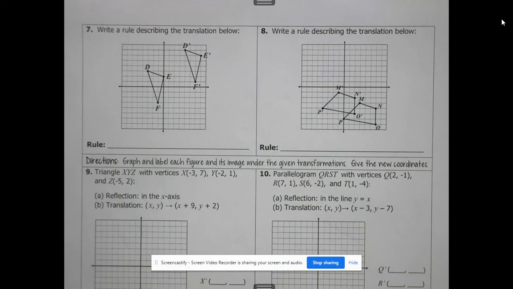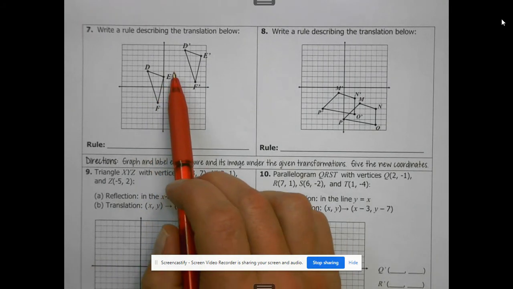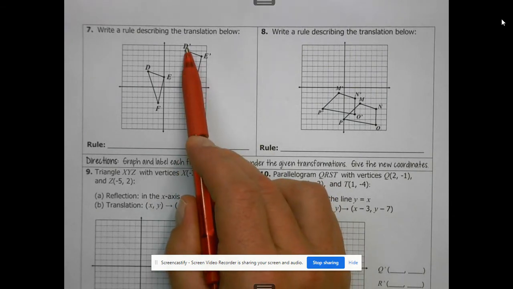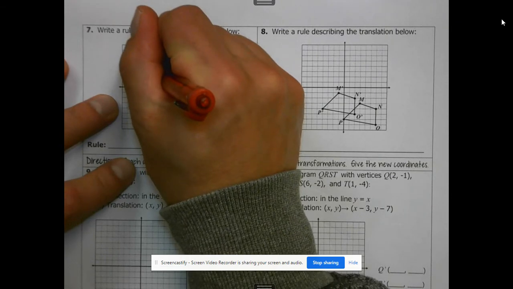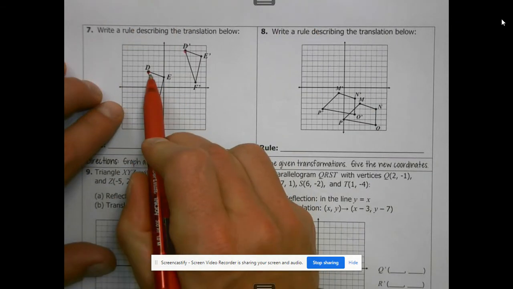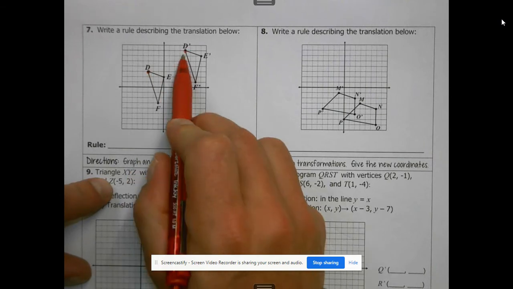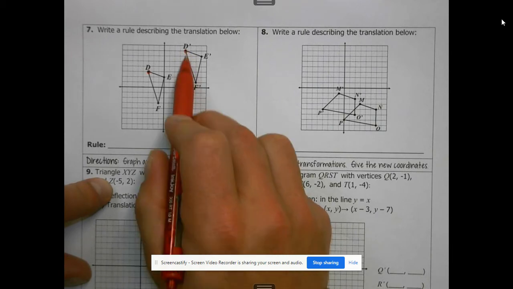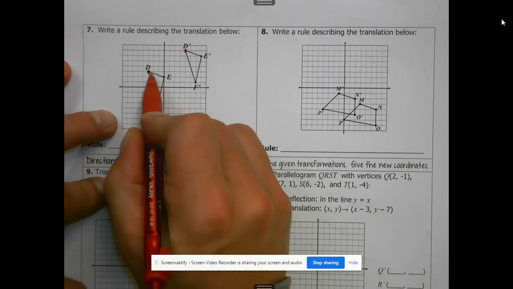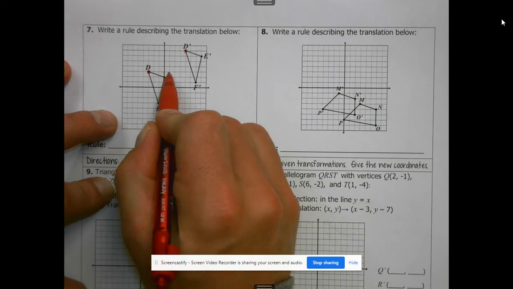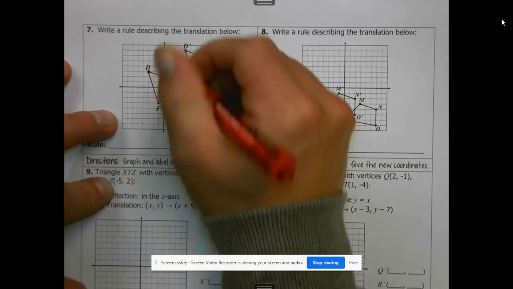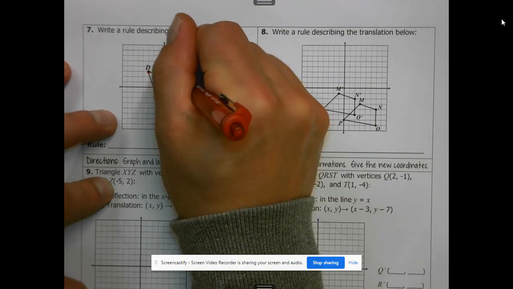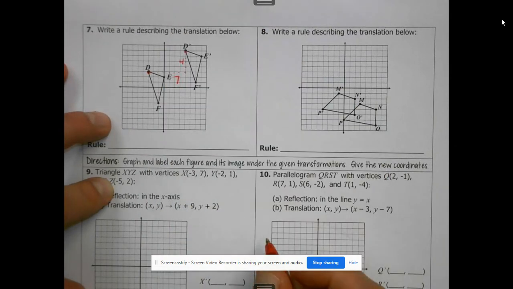All right, so for numbers 7 and 8, guys, they want you to write a rule. In other words, how are they getting from the pre-image points to the image points? So you just have to pick one of the points to work with. In this case, I'm going to choose point D. So I have to figure out how I am getting from the pre-image point to D prime. Remember, it's horizontal movement first, and then vertical after that. To get to D prime, I have to go over 1, 2, 3, 4, 5, 6, 7, and I have to go up 1, 2, 3, 4.